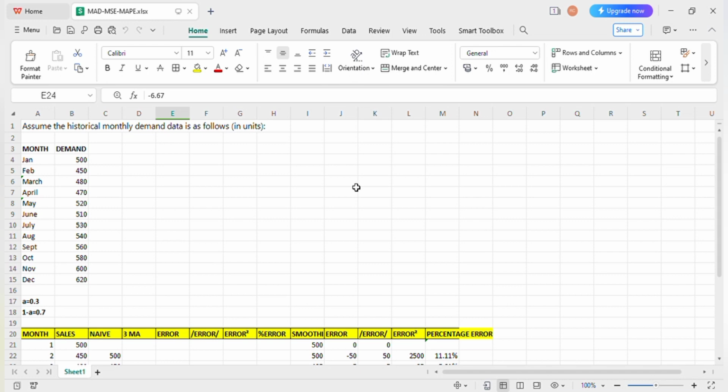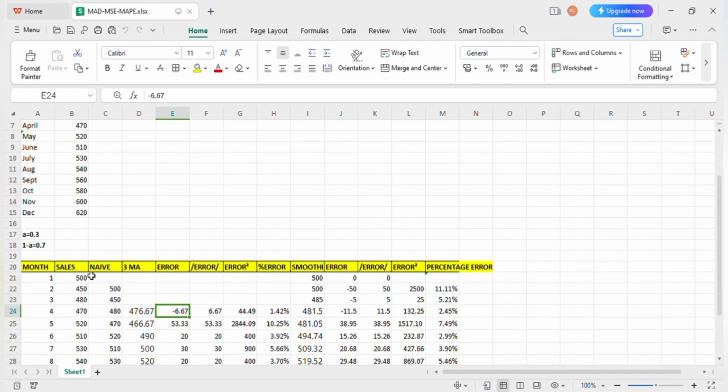As you can see, we are assigned to forecast the demand of this company, and we assume that the historical monthly demand data is as follows, in units. We have a total of 12 periods, January to December, and the actual demand for January is 500, and so on. We have an alpha value of 0.3, and 1 minus alpha is 0.7.